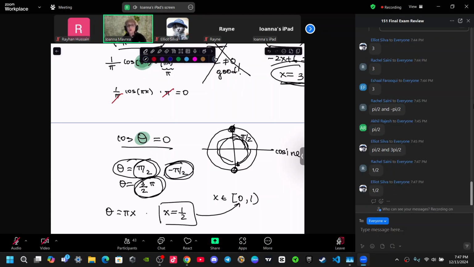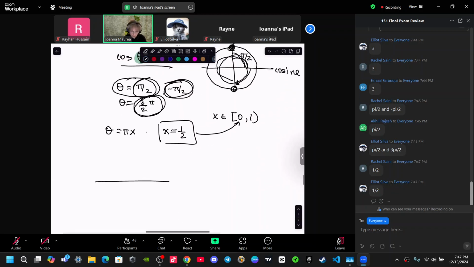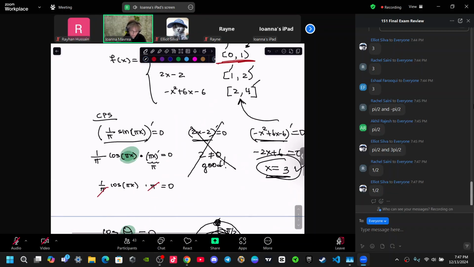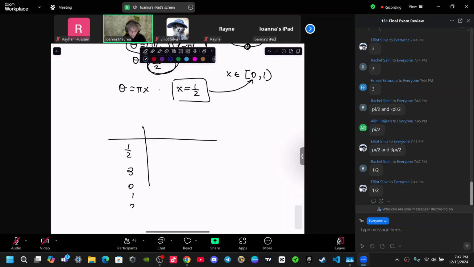So I have two critical points that I need to consider. So my table will have the half, we have the 3, and then it will have all the endpoints. So we'll have the 0, we'll have the 1, we'll have the 2, and we'll have the 4. Okay, so these are my x's, and then my f of x's.